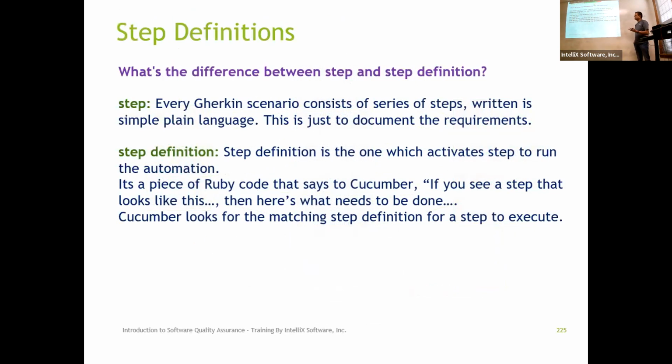Now, what is the difference between step definition and step? Yeah. The step we write is Gherkin, right? Plain English. The step definition is Ruby code. And it triggers the Ruby code when the tool runs, like Cucumber or something. It knows which code to execute by looking at the step definition.